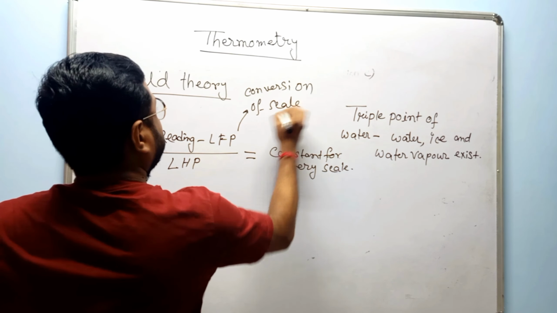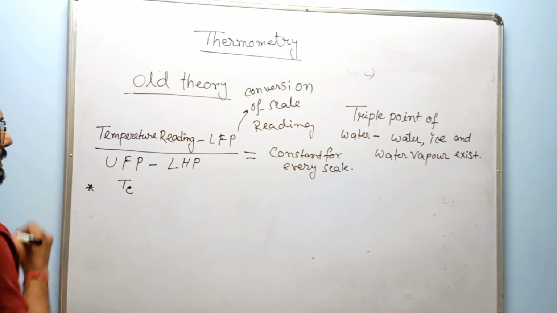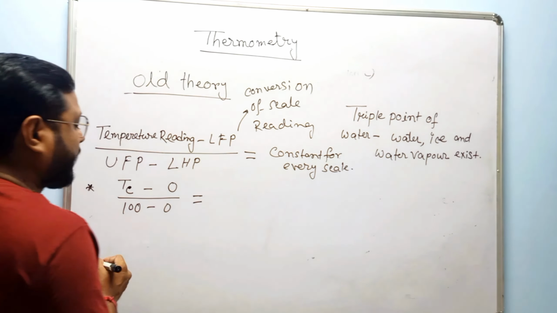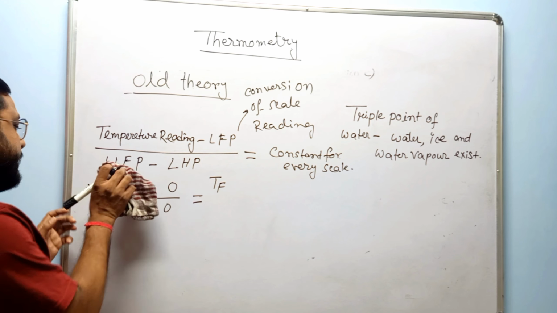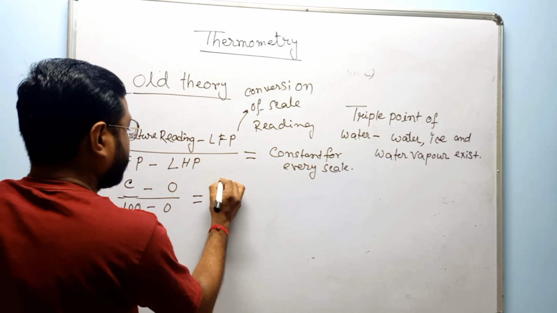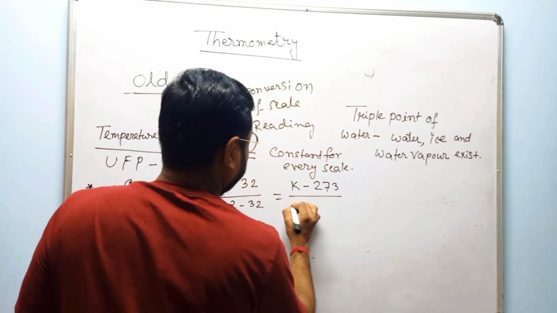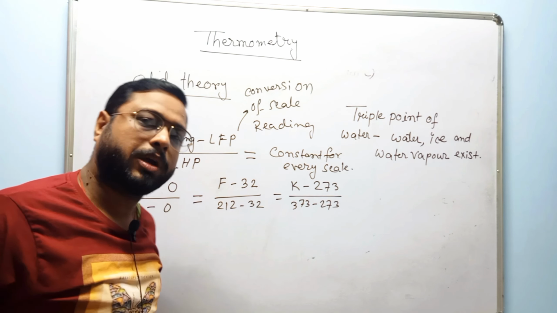So if we take the centigrade temperature as Tc, then the reading in the centigrade scale is Tc minus lower fixed point, taken as 0, divided by 100 minus 0, upper fixed point minus lower fixed point, equal to Fahrenheit temperature, if we take that Tf, or simply you can write it as C, F and K. So it is F minus lower fixed point 32 divided by 212 minus 32, which is given by K minus 273 divided by 373 minus 273. In general, this is taken as 273.16.